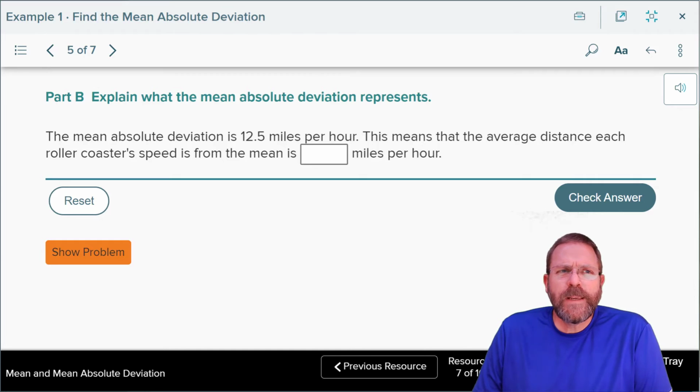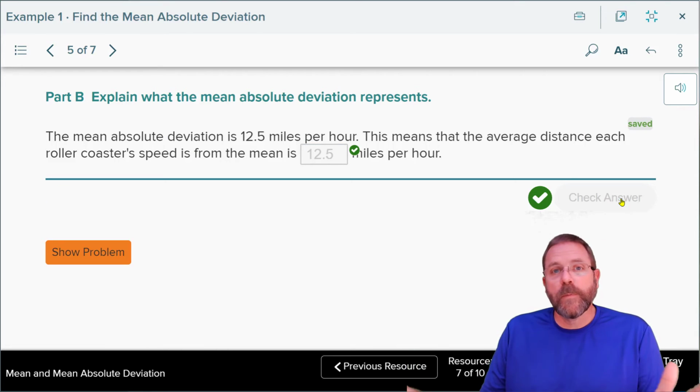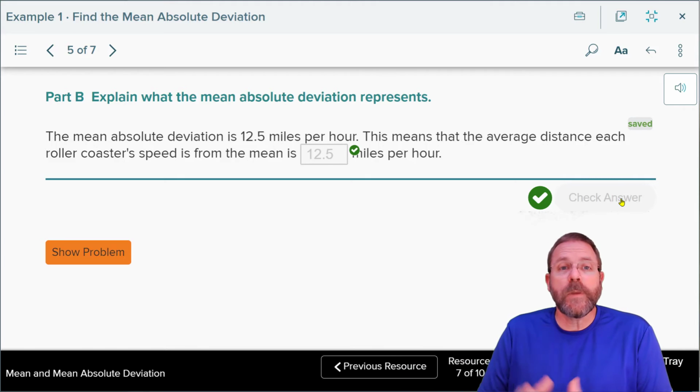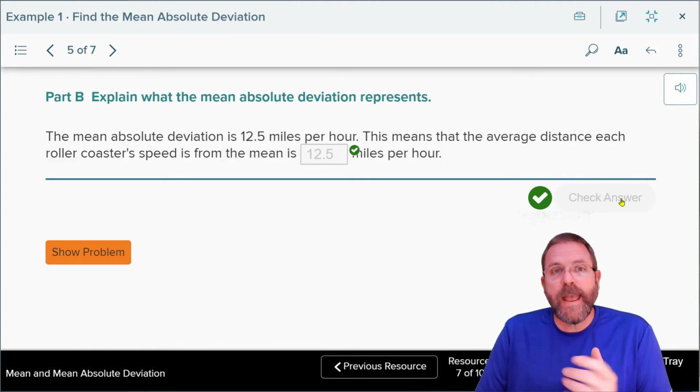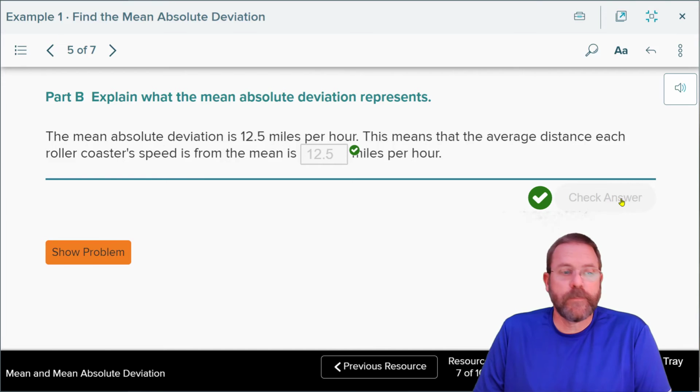So what does that mean again? The mean absolute deviation is 12.5 miles per hour, and that means that the average distance each of the roller coaster speeds is from the mean is going to be 12.5 miles per hour. Some of them are going to be farther from the mean, some of them will be closer to the mean, but the average distance they are from the mean is going to be 12.5.